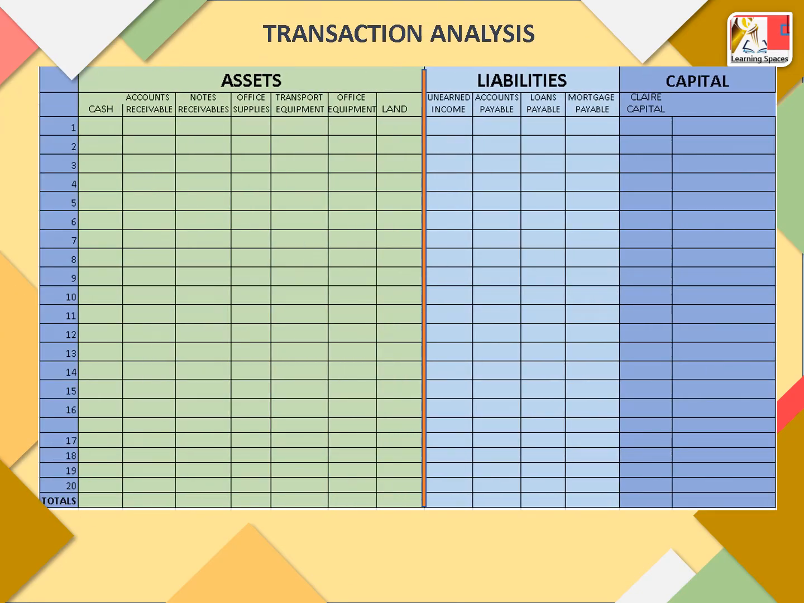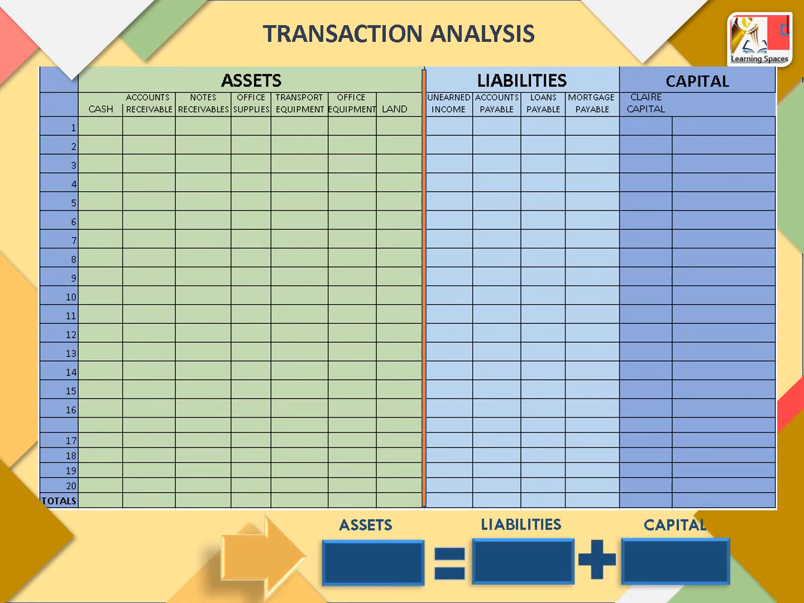The table is color-coded between asset accounts, liability accounts, and capital accounts to help us visualize the flow of transaction analysis. Also provided below is the equation field to help us monitor whether the balances are in equality. All is set up and ready. Let us proceed to the first transaction.